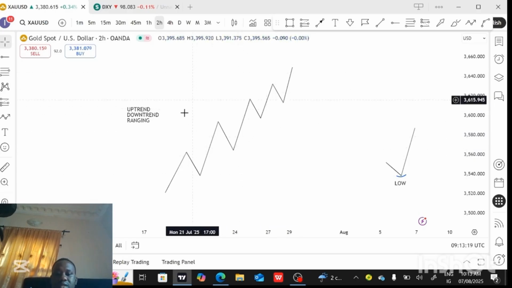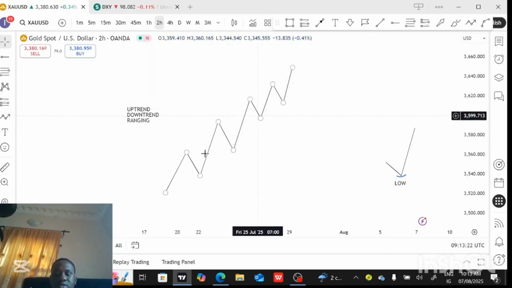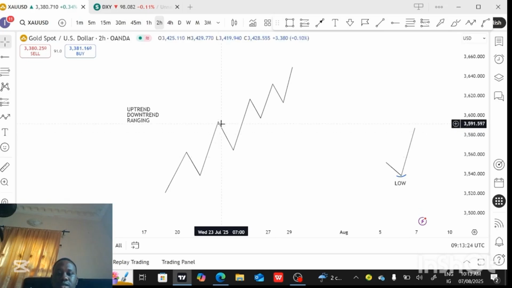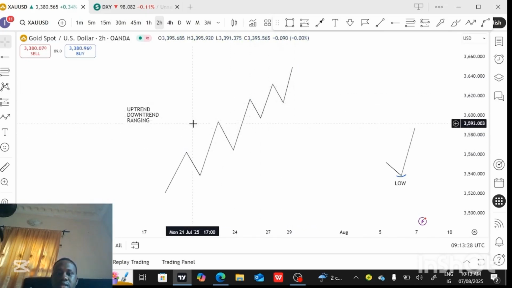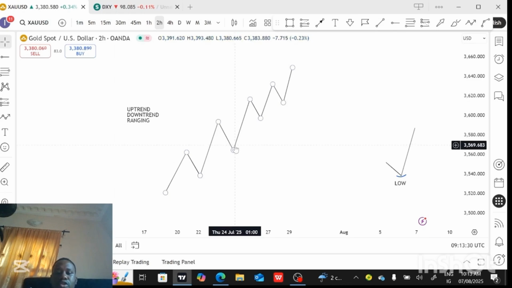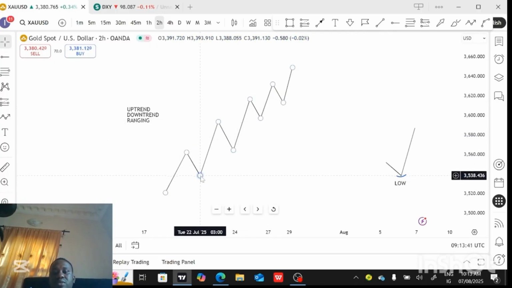For instance, the overall trend of this market is an uptrend, right? But then we're seeing some small push downs, the market moving in the opposite direction. We call those opposite movements pullbacks. This is a pullback, this is a pullback, this is a pullback. The reason for this is for price to gain enough momentum to make another high.